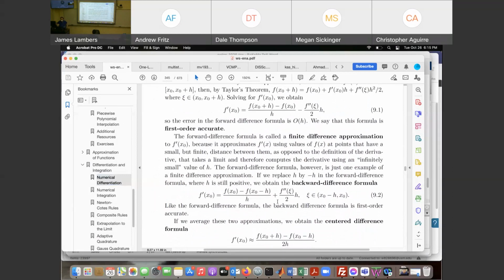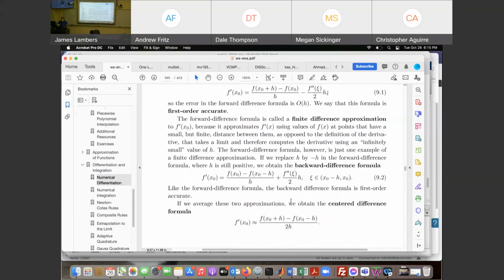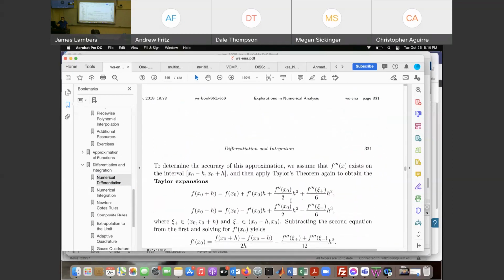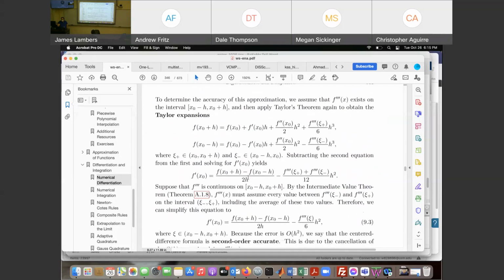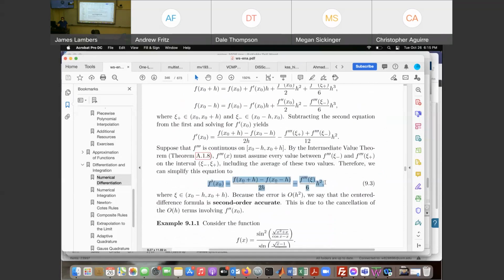And then what I can do, but notice these error terms, because they are the same except opposite sign, of course the unknown point is different. If I average these two, it has the effect of canceling out the leading error term. So now I have, here it is, the centered difference, and this came up in one of the early homeworks. Yes. Yeah, and because the leading error term is canceled, this is second order accurate. Oh yeah, it's in the homework too.